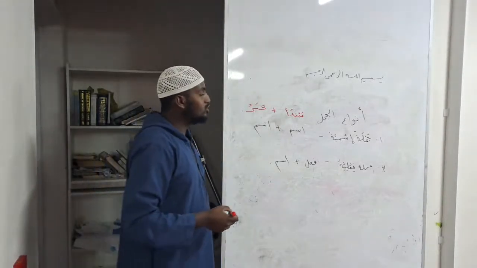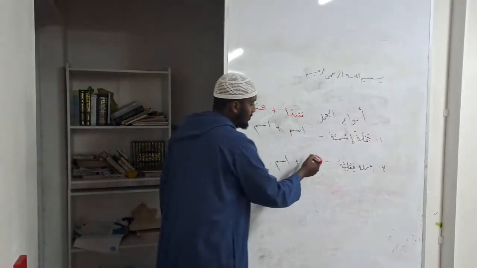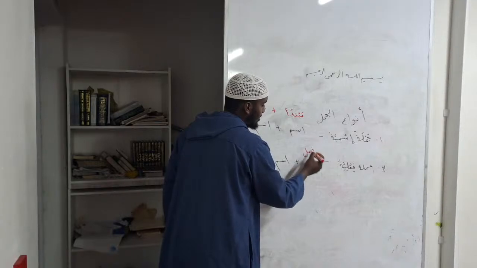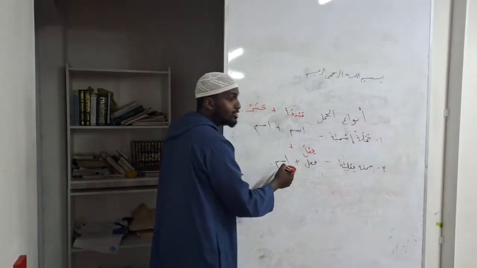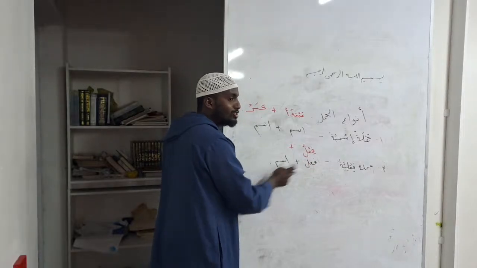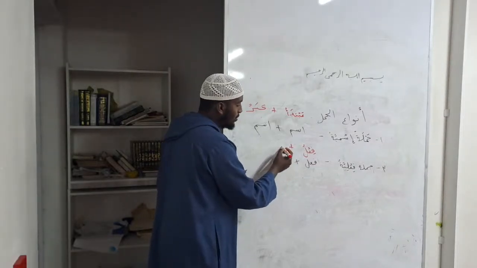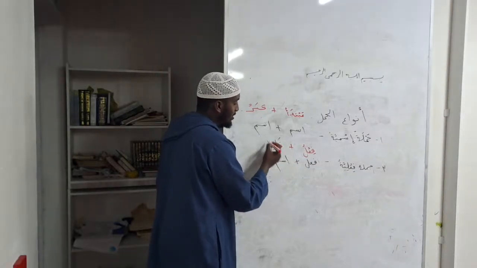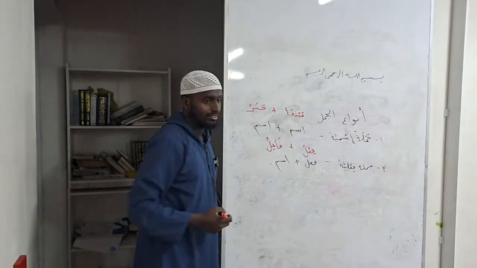طيب. In the jumla fi'liyah, the first word is called a fi'l. It's a verb. And this one is the ism that is connected to the verb, that is doing the verb. So we call him a what? The fa'il, the doer. Yeah.